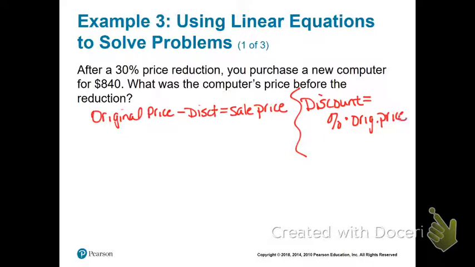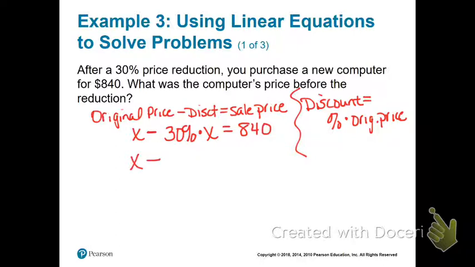So now let's try this problem. Remember, it's a 30% price reduction. After that, the price is going to be $840. I want to know the price before the reduction, so we're looking for the original price. So when I go through my little scenario here, what's the original price? We don't know, that's what we're after. Minus the discount. Well, how do we find the discount? The percentage, so 30%, times the original price, which is X, is going to equal the sales price. That's the amount after the reduction of the $840.